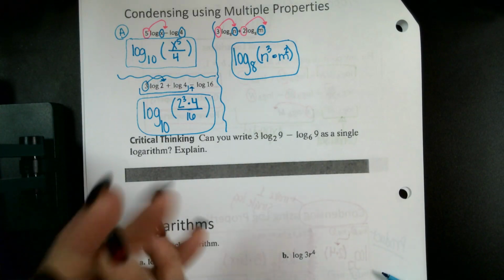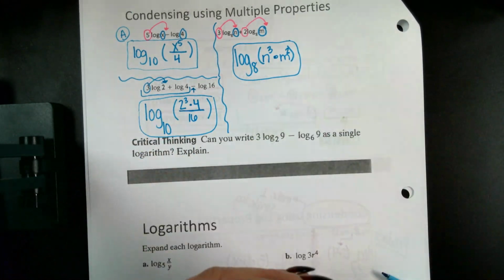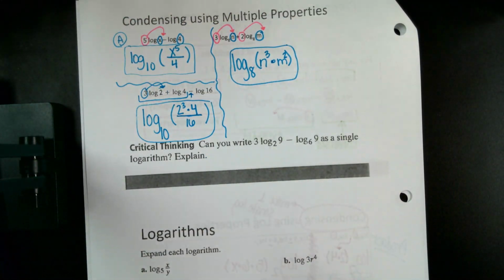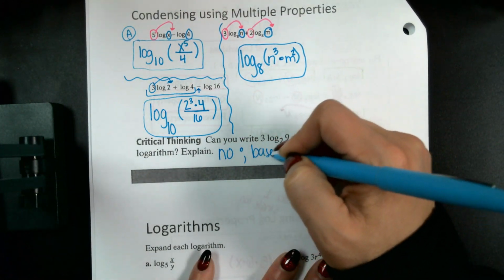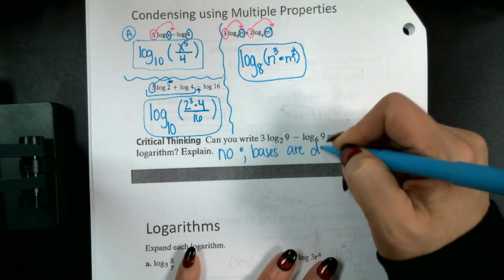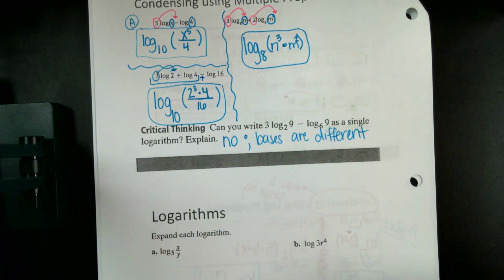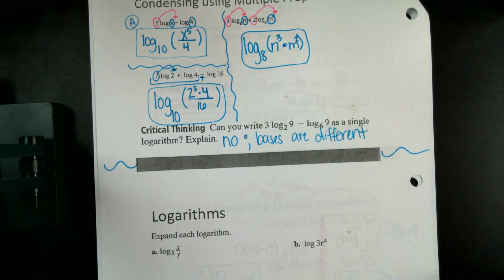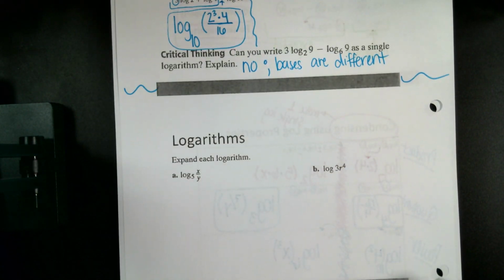No, you can't. That's different. You cannot use these properties to condense unless their bases match. If their bases are not the same, you cannot condense them. So we would say no, bases are different. Yeah, both of them would either have to be a base 2 or a base 6. Okay, so that first part that we just finished, that's all about condensing. That's taking multiple logs, condensing down to one single log.